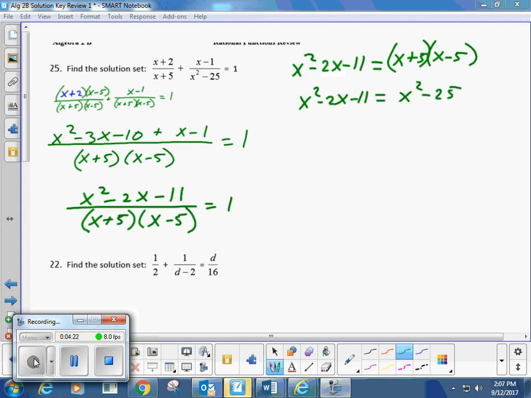And now I just start to collect like terms. I'm going to subtract x squared on both sides, x squared on this side, x squared on this side, and those two go away. So we're down to negative 2x minus 11 equals negative 25. At that point, I'm going to add 11 to both sides. So I've got negative 2x equals negative 14. You divide by the negative 2 and you get x equals 7.